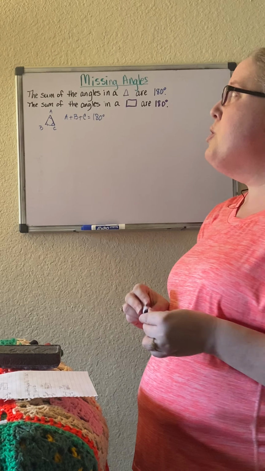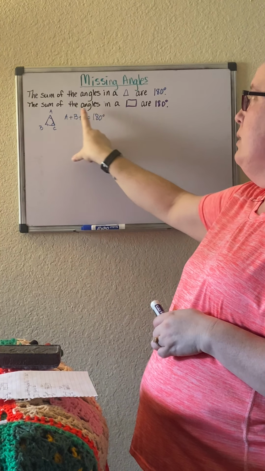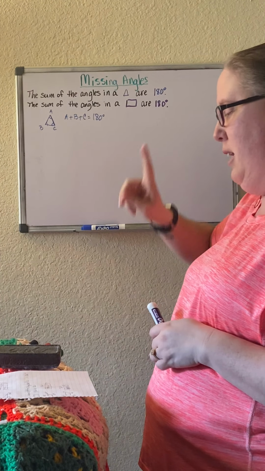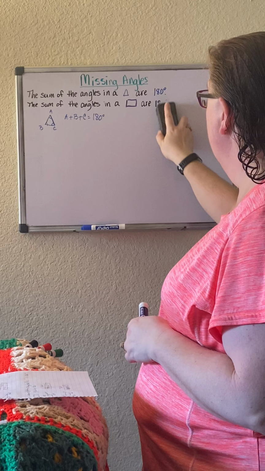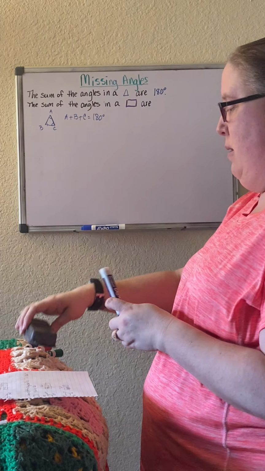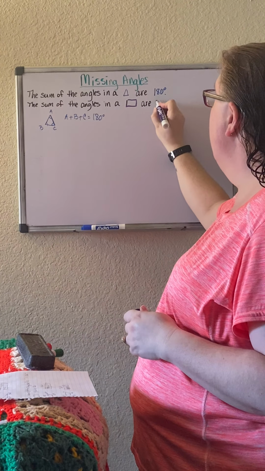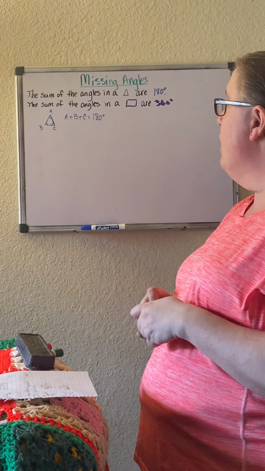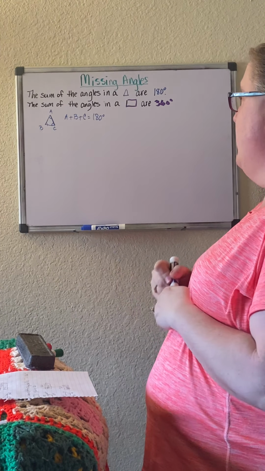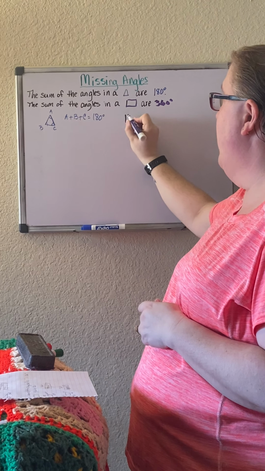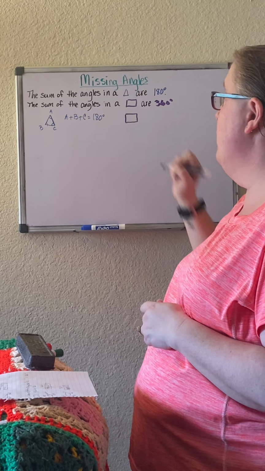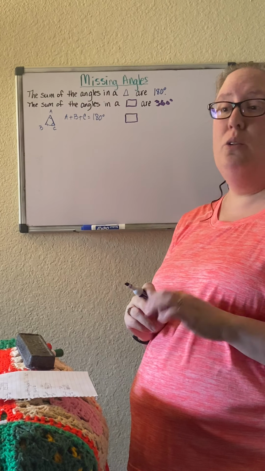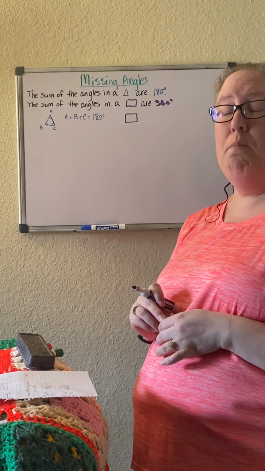So the sum of the angles in a quadrilateral is not 180. That is incorrect. It's 360. Again, what that means is if I have a quadrilateral, any quadrilateral, and I add up all of their angles, it gets me exactly 360. No more, no less.